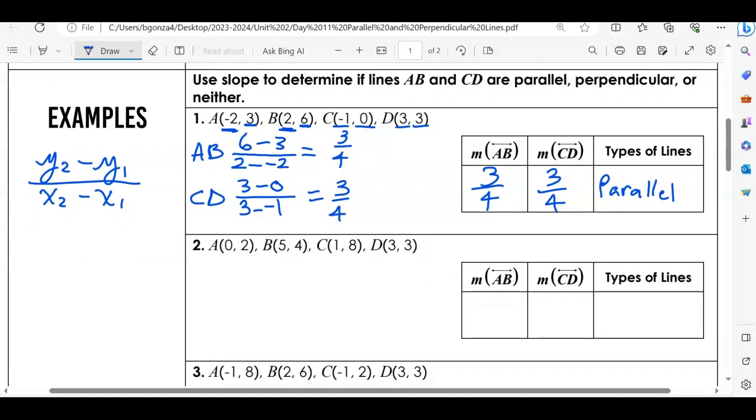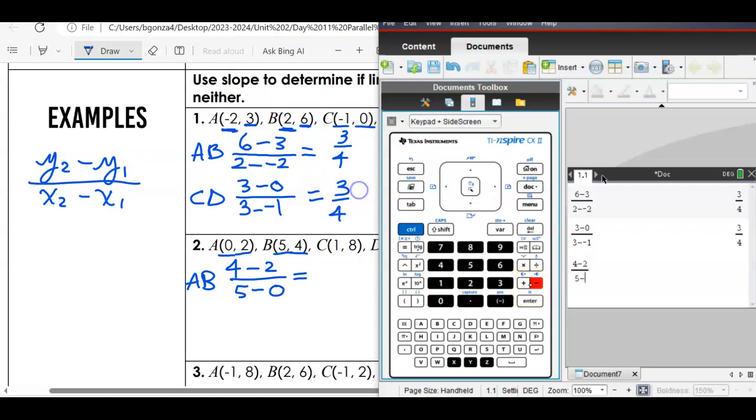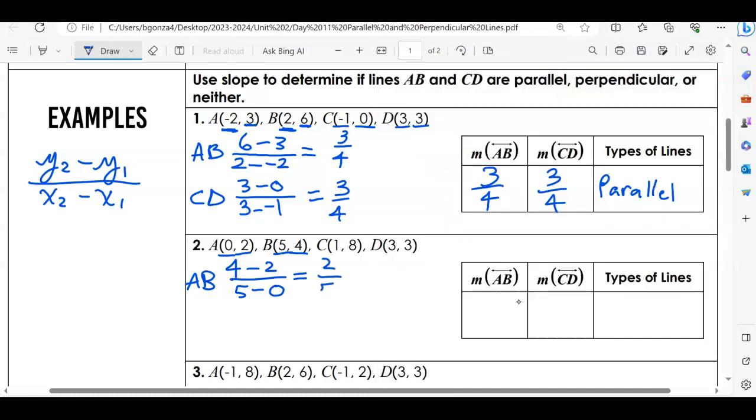Let's do number 2. Same idea. Slope of AB. Fraction bar, y2 minus y1 is 4 minus 2, x2 minus x1 is 5 minus 0. So I go to my calculator, control divide, 4 minus 2 on top, 5 minus 0 on the bottom. I get 2 over 5. Cool.